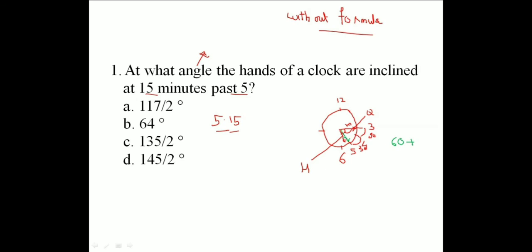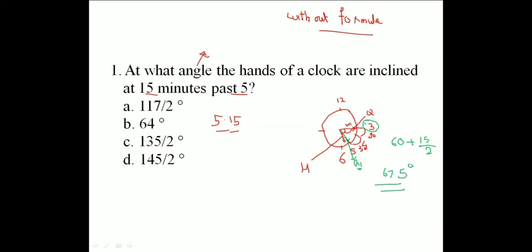where is the minute hand? The minute hand is at 3. 3 means 15. So 60 plus 15 divided by 2. That will be the answer. So now, where is the minute hand? It's at 3. 3 means 15 minutes, right? So 15 by 2. So 60 plus 15 by 2, 67.5. So that is the answer.